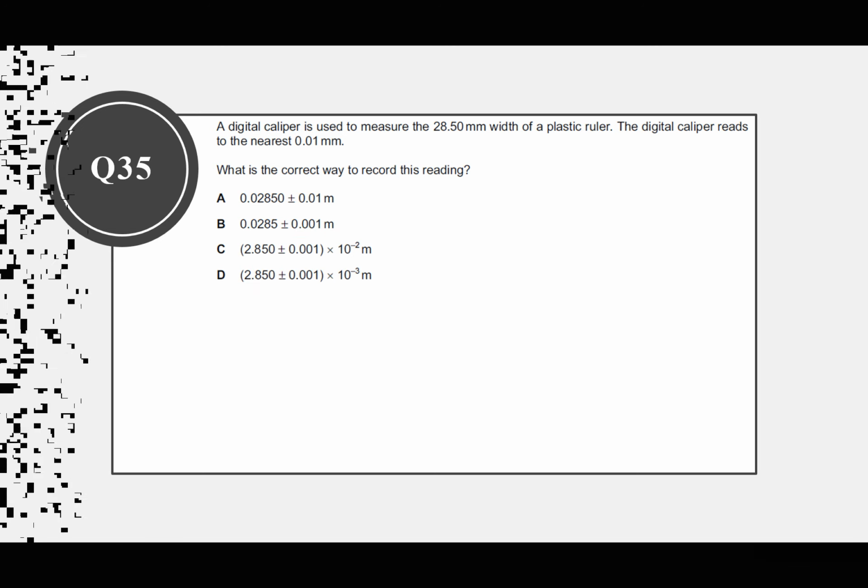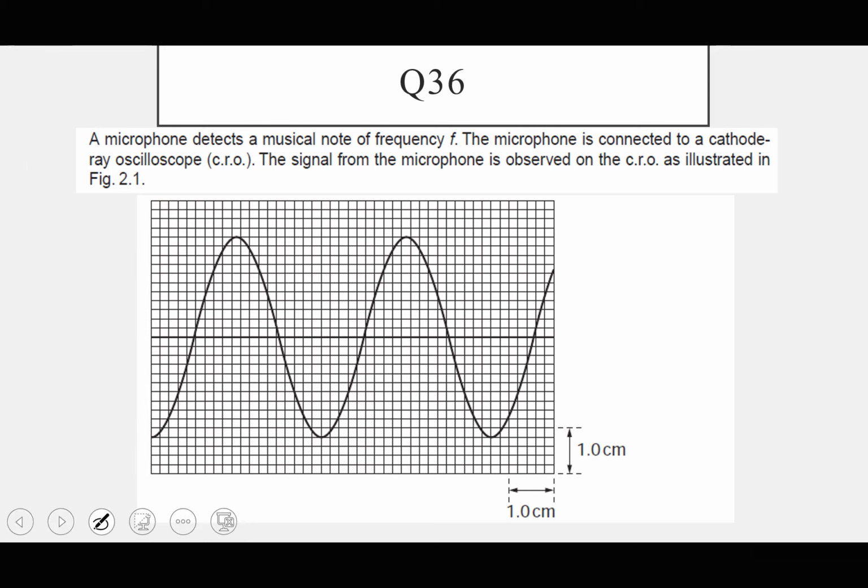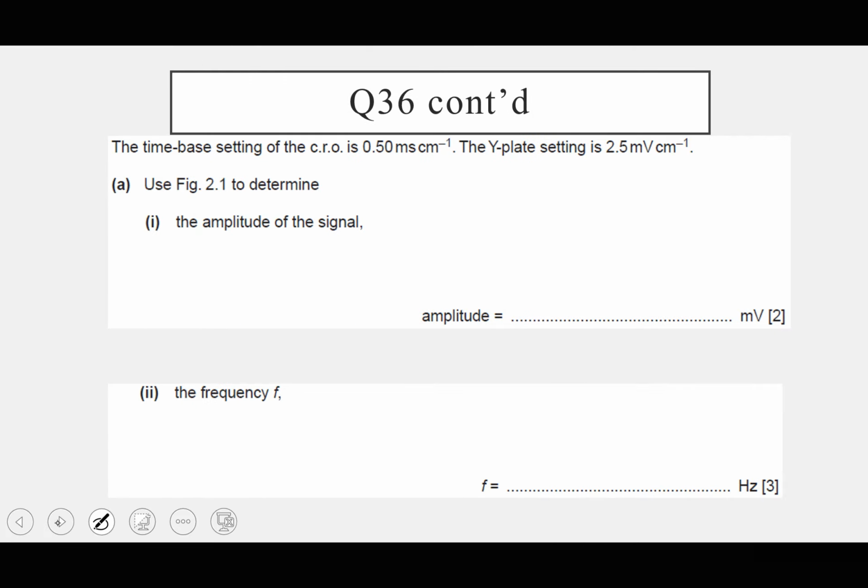Without wasting any time, let's go to the next question, 36. A microphone detects a musical note of frequency F. The microphone is connected to the cathode ray oscilloscope. The signal from the microphone is observed on the CRO as illustrated. Okay, I think the question continues, but we shall use this same page. Let's just see the next question. The next question says the time-base setting is 0.5.